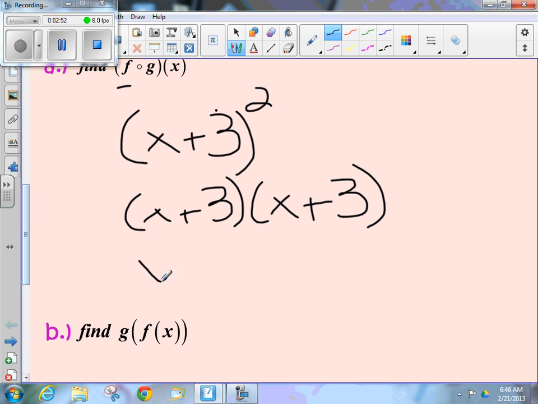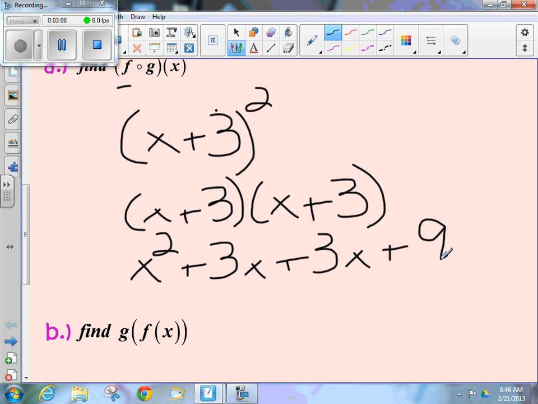X times x is x squared. X times 3 is 3x. 3 times x is 3x. And 3 times 3 is 9. When I combine like terms, I can take these two x's and put them together. Your final answer then should be x squared plus 6x plus 9. Okay, you've just done f of g of x.